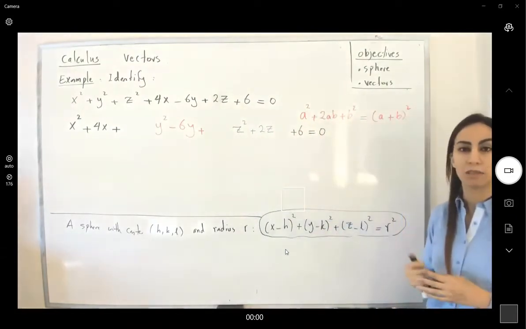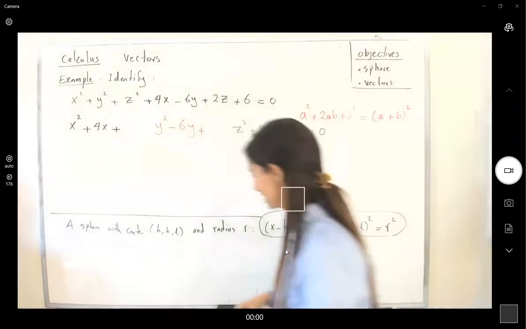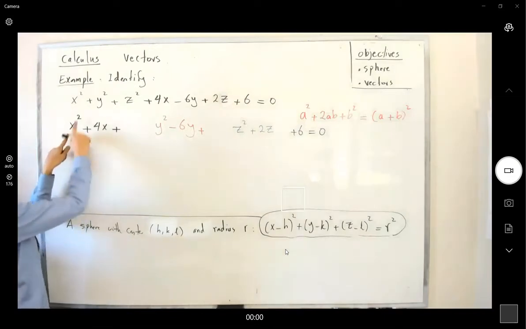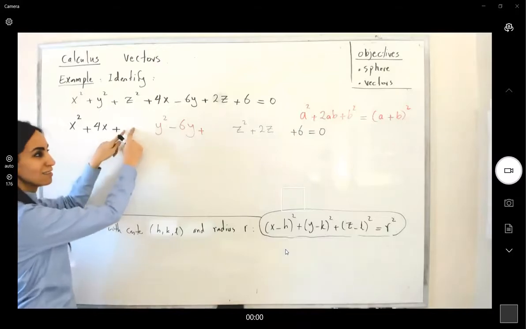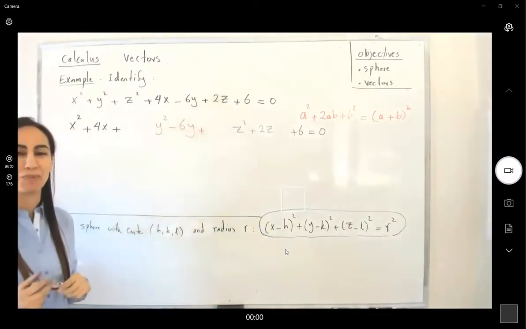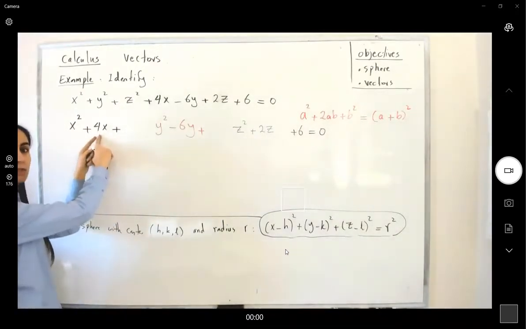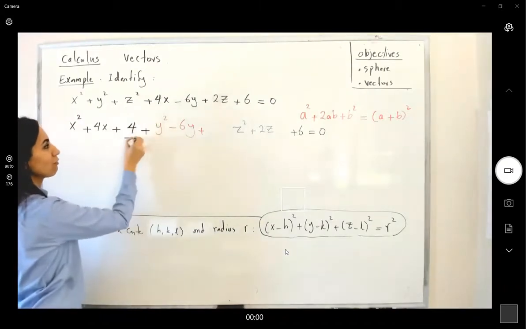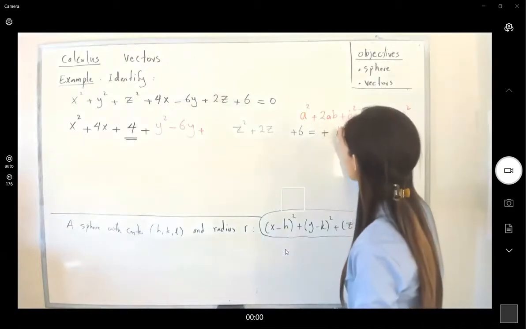Our next step is to use the method of completing the square. Here you have two x terms. You get x squared plus 4x. And if you have your constant, you can follow the formula and write it in compact form. Well, 4 divided by 2 is 2. 2 squared is 4. So I'm going to add 4 and subtract 4. So it means that I'm adding 4 to the other side as well.